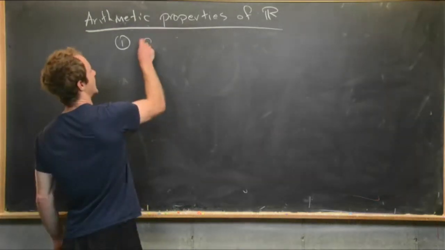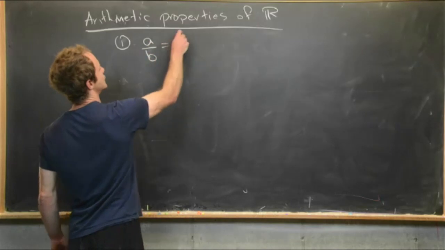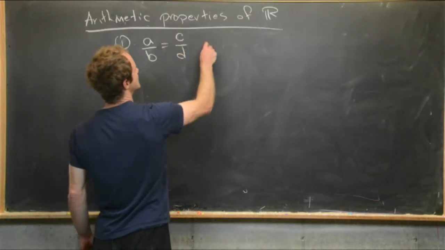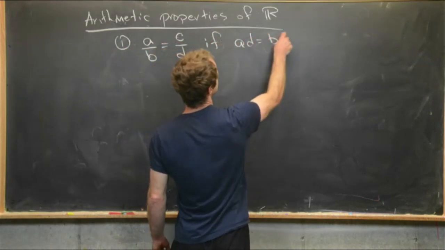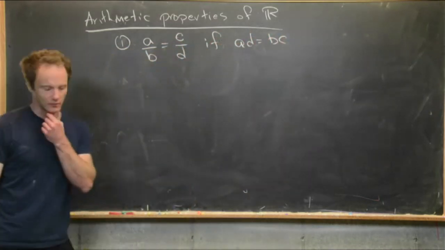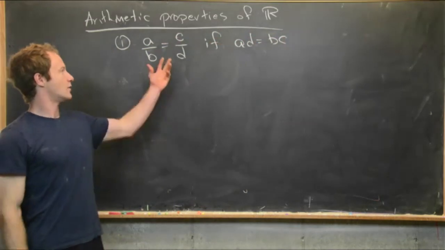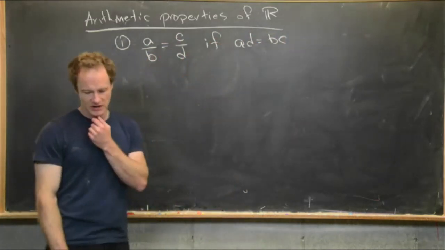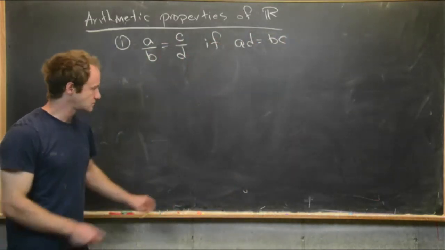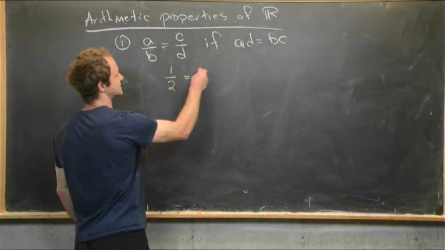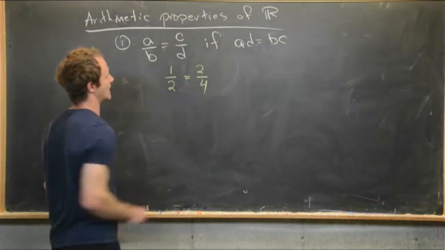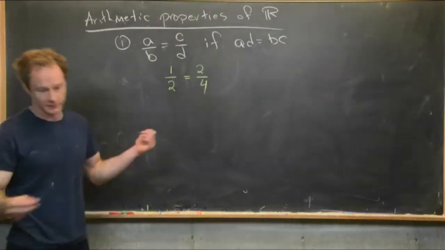So we have A over B is equal to C over D. That's going to be if AD equals BC. So that's written one way with fractions and one way without fractions. This is not mind-blowing if you just think that this is the same thing as saying 1/2 is equal to 2/4, right?